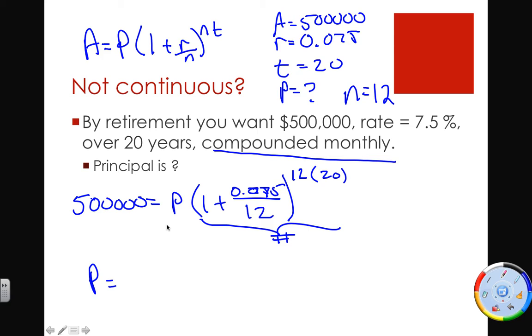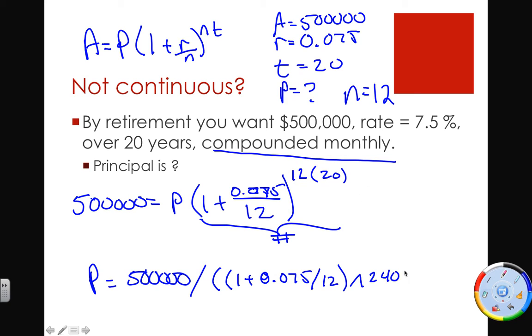All right, so back to this, 500,000 divided by this ugly thing that you better be careful of when you plug it in your calculator. So let me write that out. 500,000 divided by parentheses. Let's just do one more to be safe. 1 plus 0.075 divided by 12, close parentheses, caret. Let's just do 12 times 20, which is 240. And then close parentheses again. And this should get us, let's go here. Now I've got to type it in.